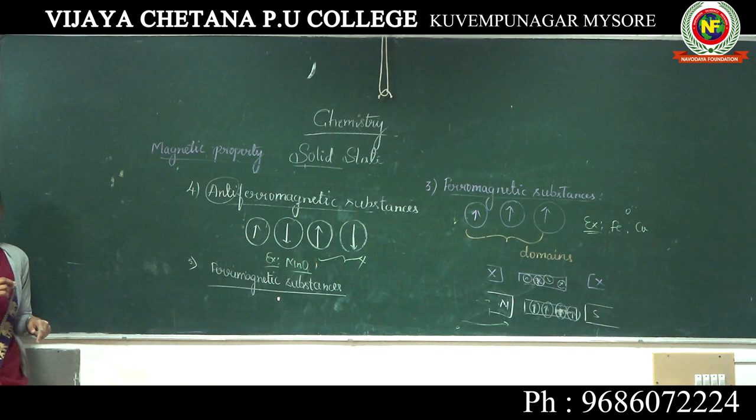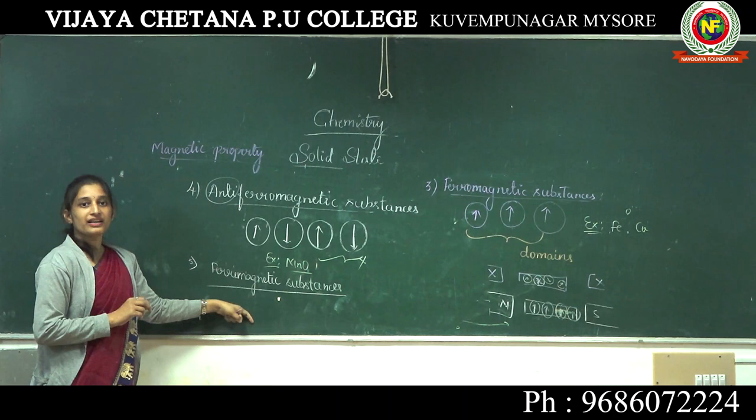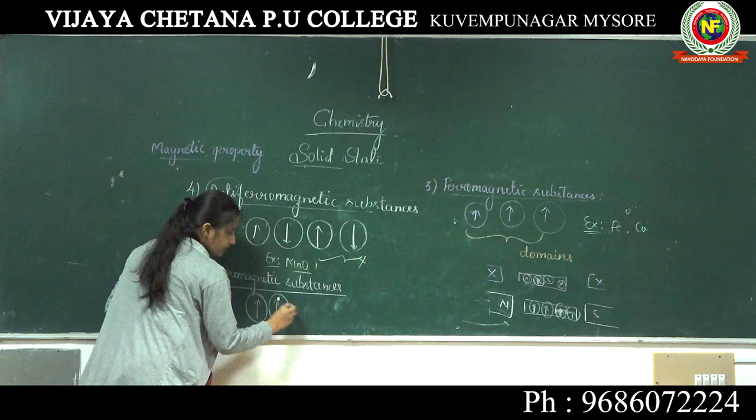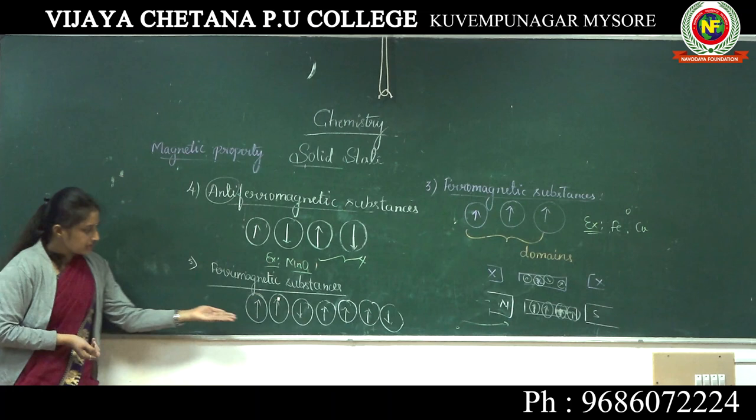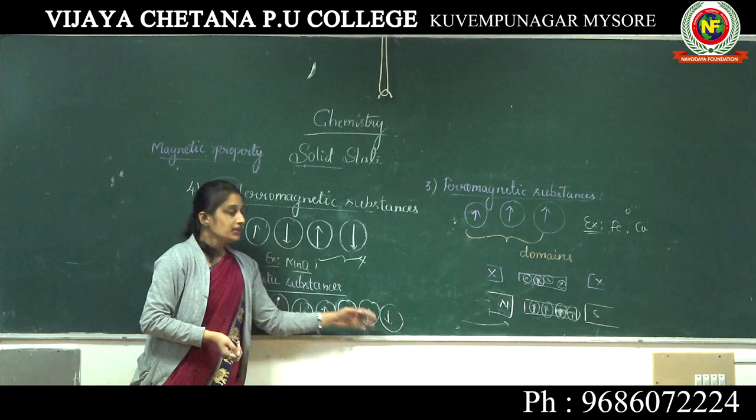This ferromagnetic, anti-ferromagnetic, ferrimagnetic means domains are arranged like this. See, some are upside, some are downside. Here, at regular intervals, one upside means one should be downside. One upside means one should be downside.